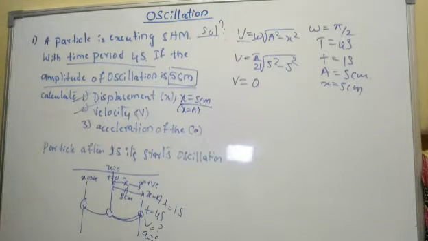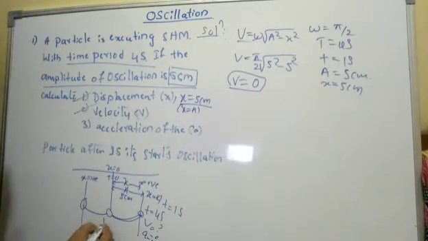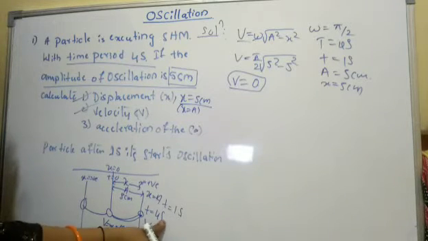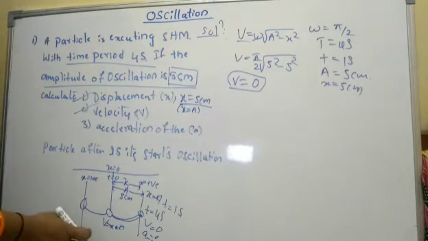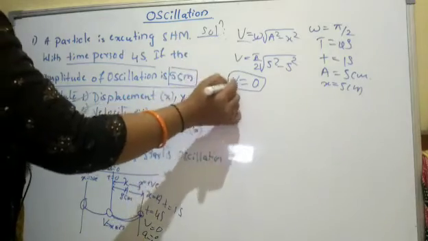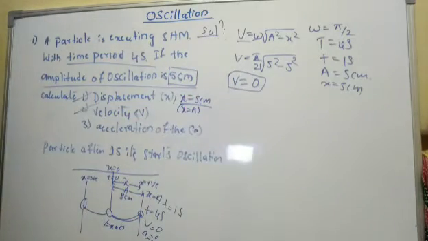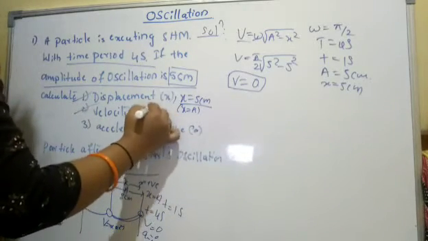So that means velocity is at which side? Velocity will be maximum at the mean position. Velocity will be 0 at the extreme position. So velocity is 0, which indicates the particle is at the extreme position. So this also we got, v is equal to 0 here.